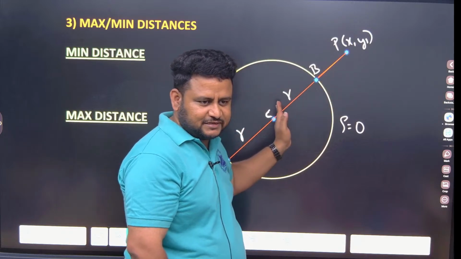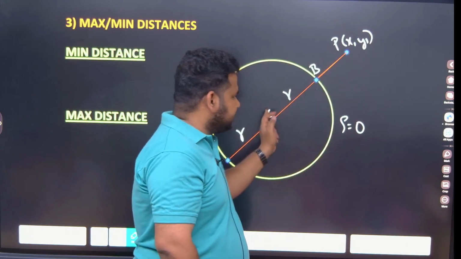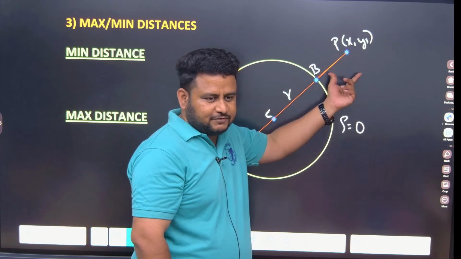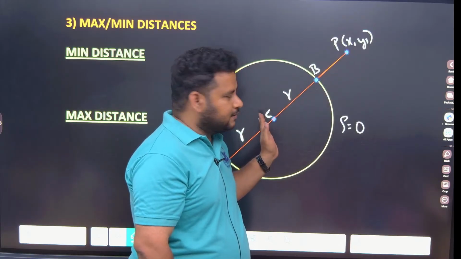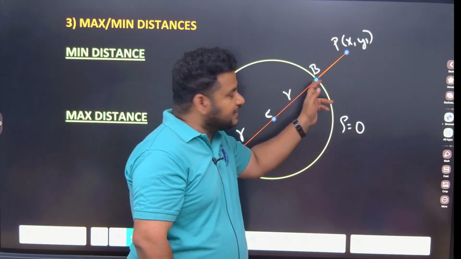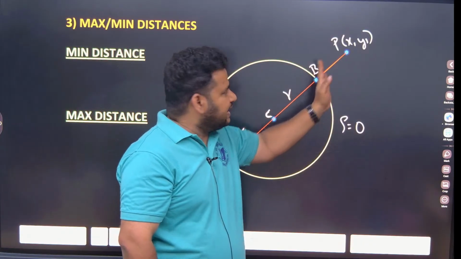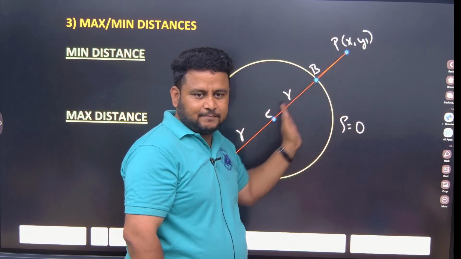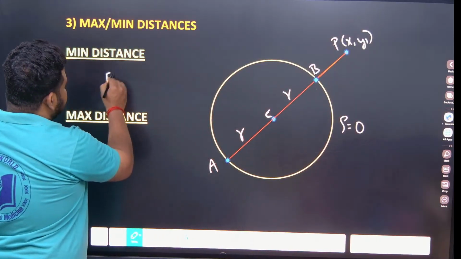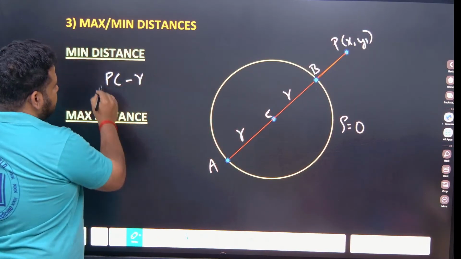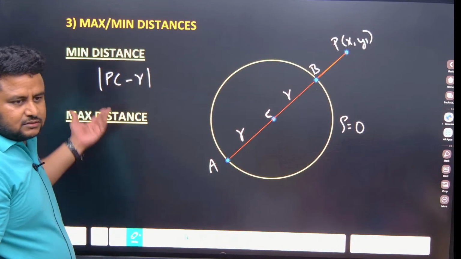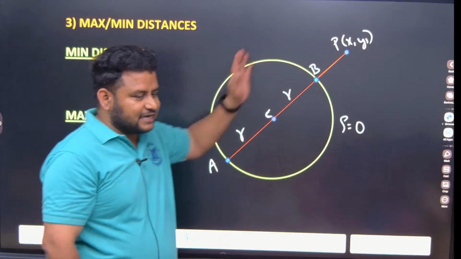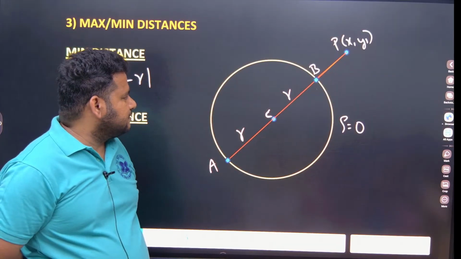The minimum distance is PC minus r. Because PC, how can I find it? The center I will get from the circle, and the point P will be given, so I can apply the distance formula. The radius also I can get from the circle, but PB I cannot get directly. What you told is correct, PC minus r gives us PB. The minimum distance will be the modulus of PC minus r, since the distance will be positive anyway. Now if I ask the maximum distance of this point, PC plus r, that gives us what?